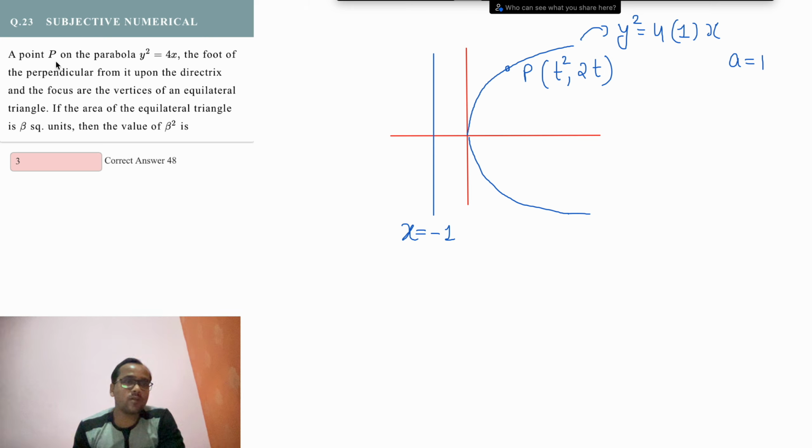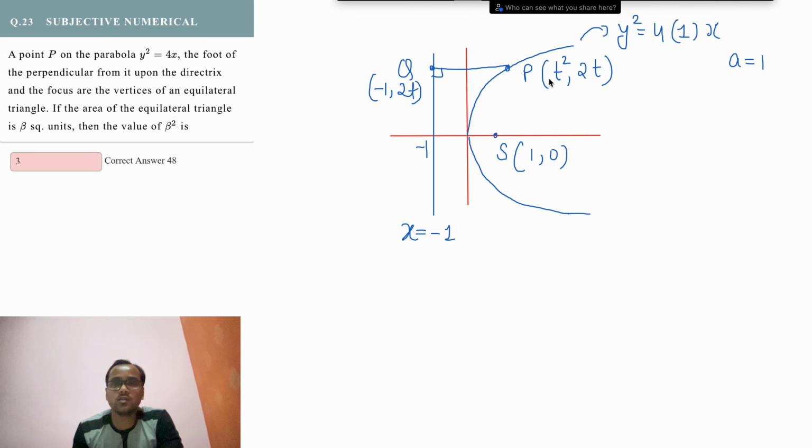Question says a point P on the parabola y square equal to 4x, and this is the foot of perpendicular from it upon the directrix. That means this point, let's say Q, and focus, let's say S. Focus will be (a, 0), which is (1, 0), and point Q can be written as (minus 1, 2t), because it is perpendicular, so the y coordinate will be 2t here and the x coordinate is minus 1.